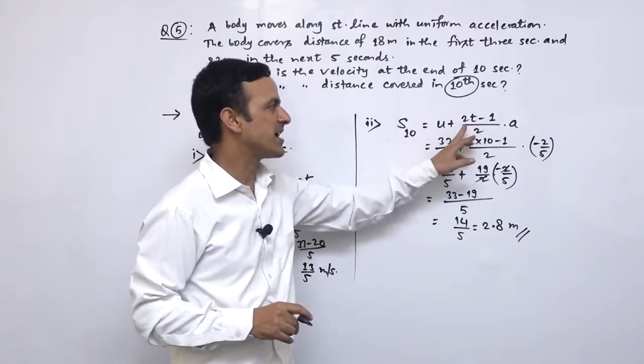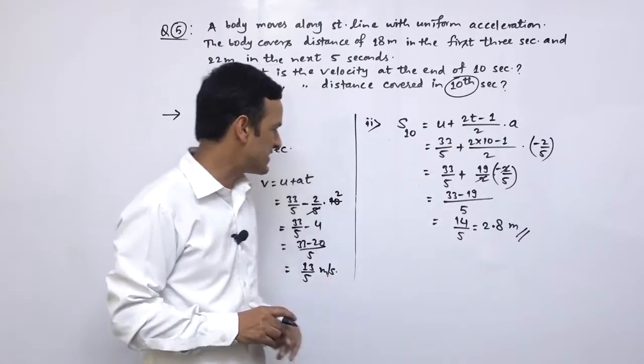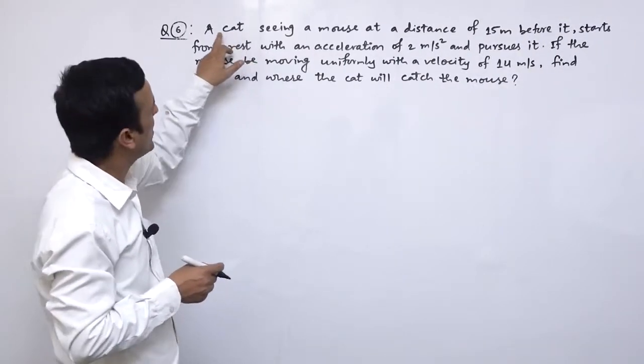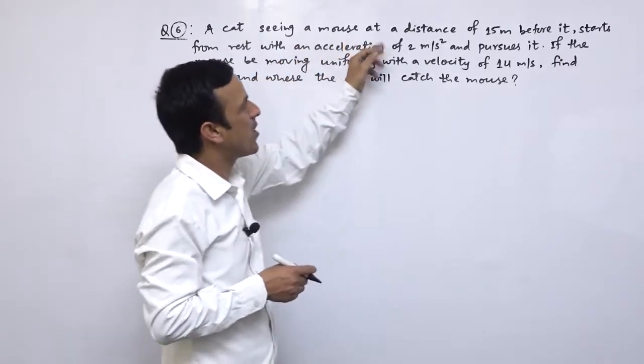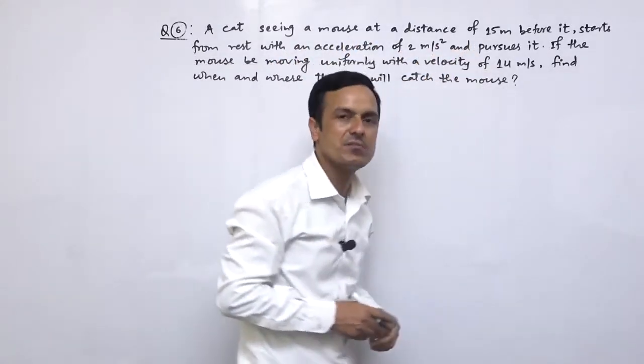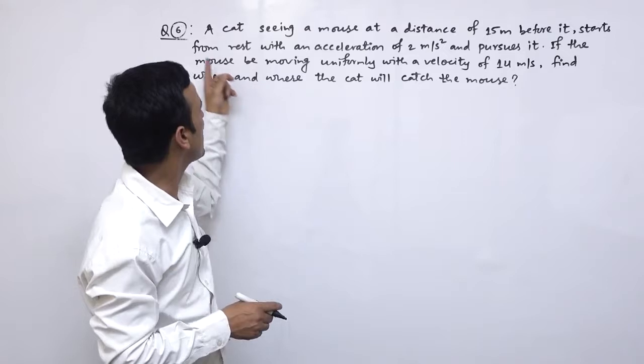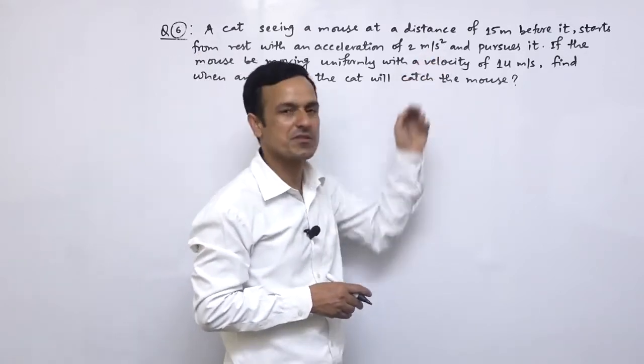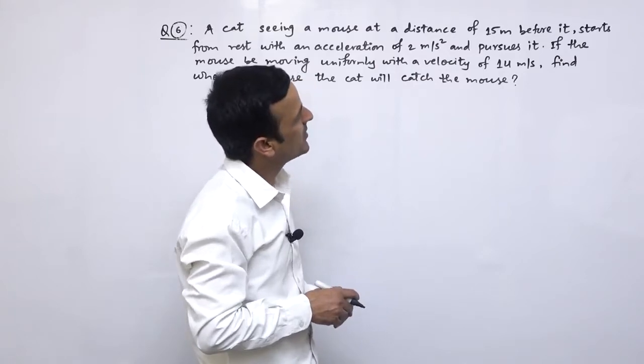So for a particular time, use this one and simplify it. We get the solution. Okay, this is the question. Now a cat seeing a mouse at a distance of 15 meters before it starts from rest with an acceleration of 2 meters per second square and pursues it.